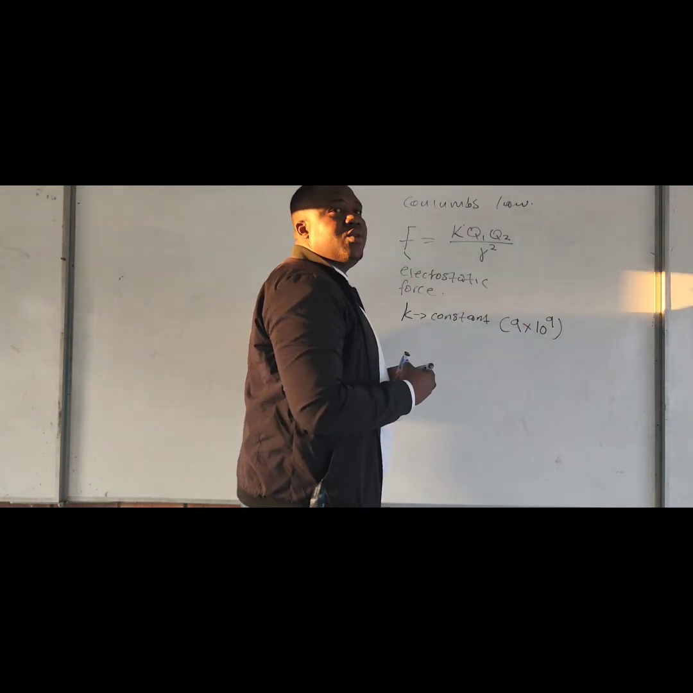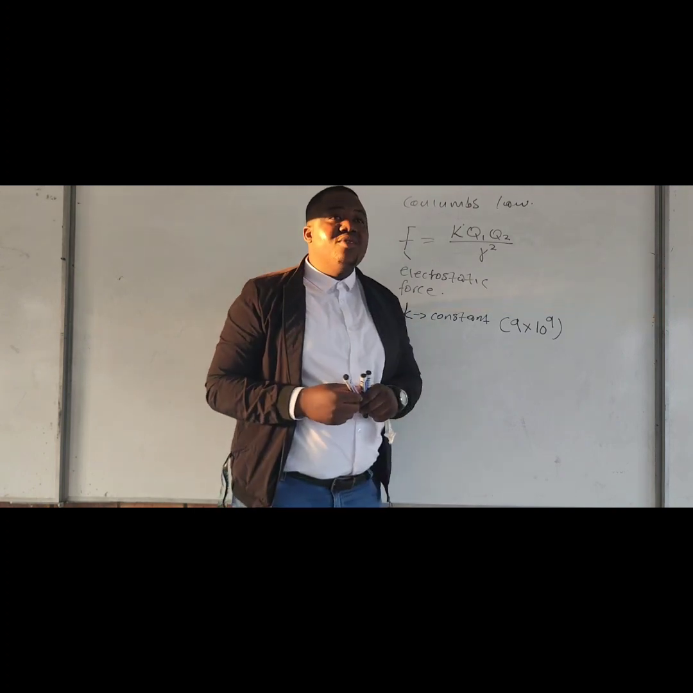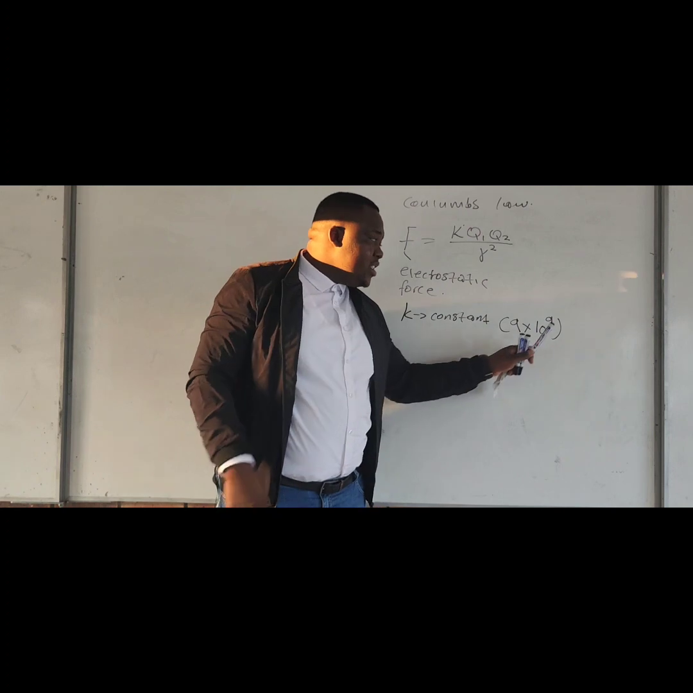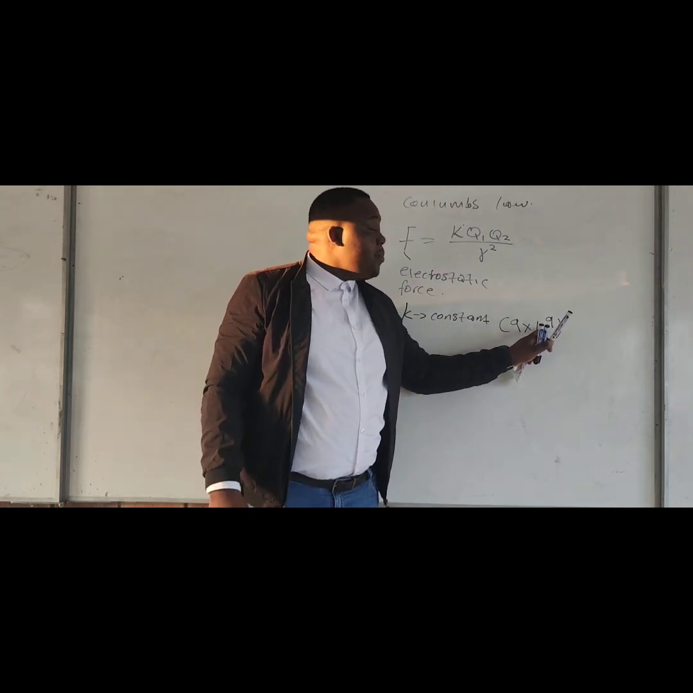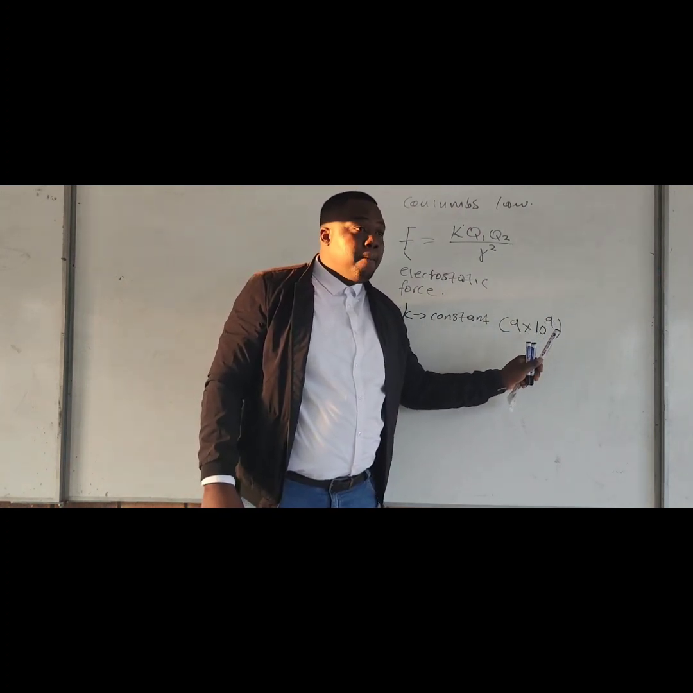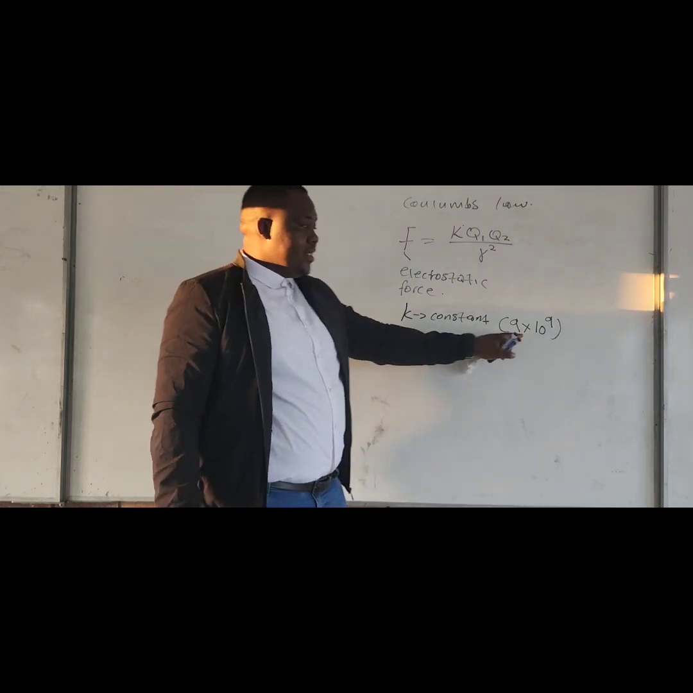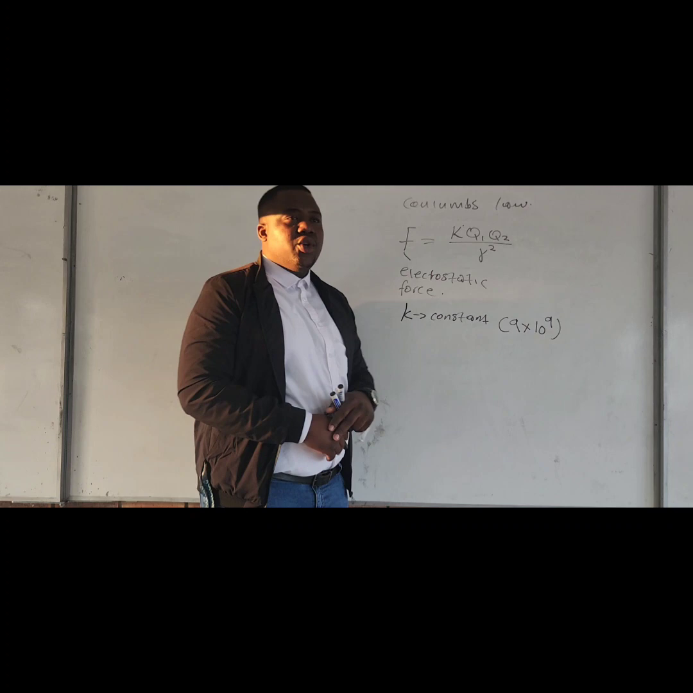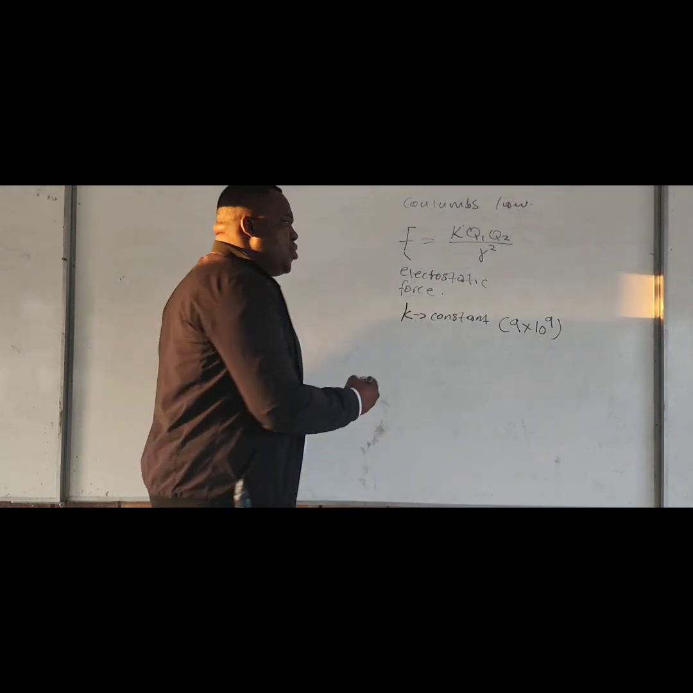You know, we are dealing with a lot of negative powers here. Don't go and ignore that data sheet. It does not have a negative. It's a positive 9. Can you see that? Yeah. So that's K. Then Q1 and Q2. What is Q1 and Q2?